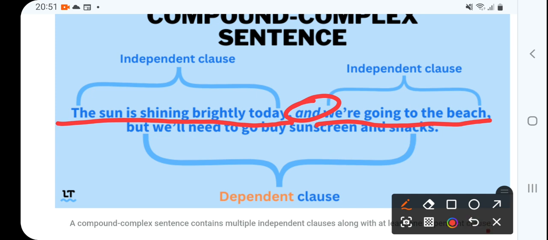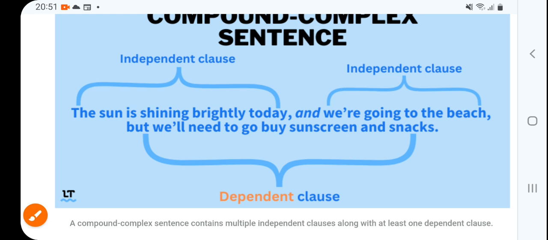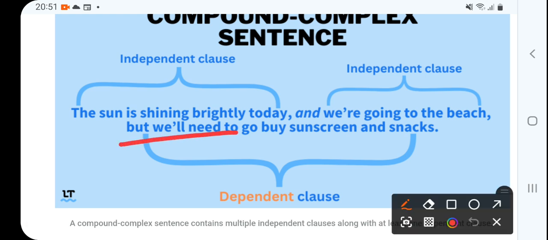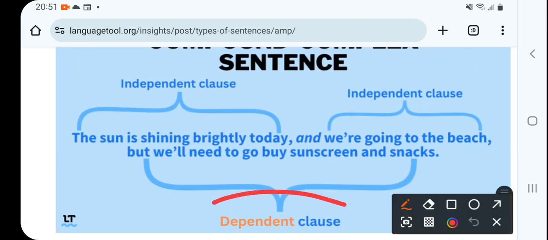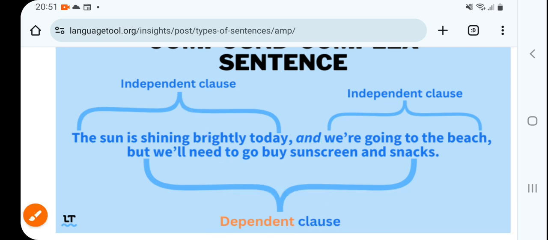That is dependent. Why? Because it starts with "but." "We will need to go buy sunscreen and snacks" is a dependent clause, which is dependent on these sentences.